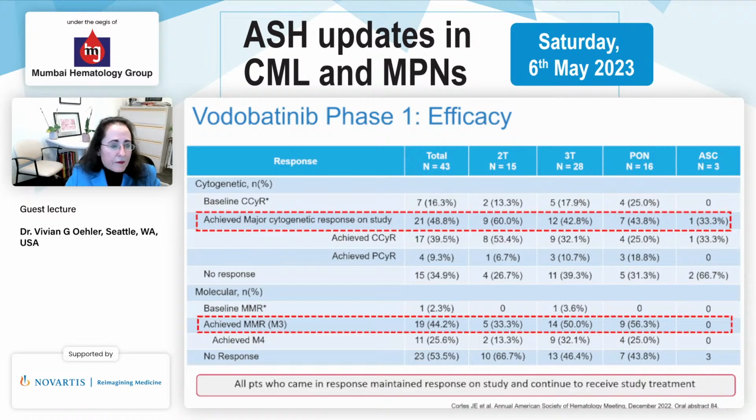And with regard to efficacy, as expected, lower rates of major cytogenetic response, which was a primary endpoint, was seen in later lines of therapy, with 60% achieving major cytogenetic response in the 2T group versus 43% in the 3T group. For ponatinib-treated patients, major cytogenetic response was seen in 44%.